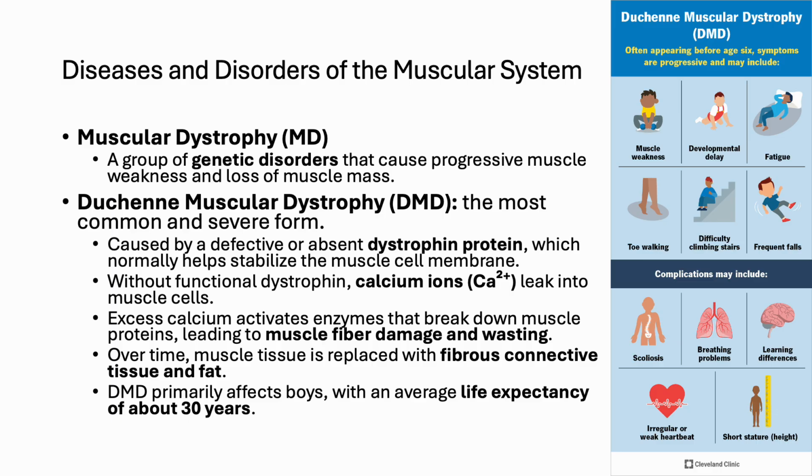Unfortunately, muscles are also vulnerable to disease. One example is muscular dystrophy, a group of genetic disorders caused by progressive weakness. The most severe form is known as Duchenne's muscular dystrophy. It is caused by a defect in the dystrophin protein, which normally stabilizes the muscle cell membrane. Without it, calcium leaks into the cell, activating enzymes that damage proteins. Over time, muscle fibers are replaced by connective tissue and fat, leading to loss of muscle function. This primarily affects boys and often limits life expectancy to around 30 years.